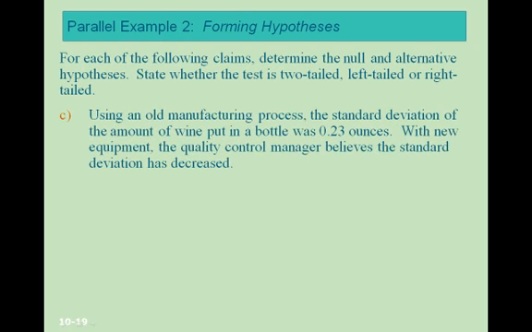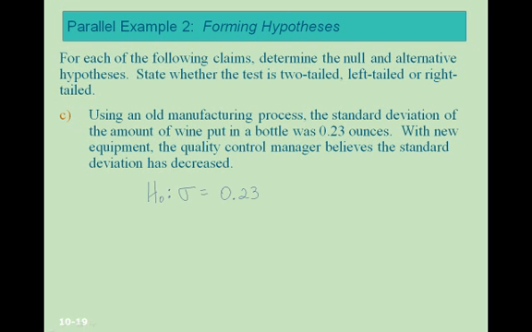And then for part C, using an old manufacturing process, the standard deviation of the amount of wine put in a bottle was 0.23 ounces. With new equipment, the quality control manager believes the standard deviation has decreased. So this hypothesis test deals with a standard deviation, sigma. If the standard deviation with new equipment has not changed, then it will be 0.23 ounces. So our null hypothesis then, we're dealing with a standard deviation, is sigma is equal to 0.23.